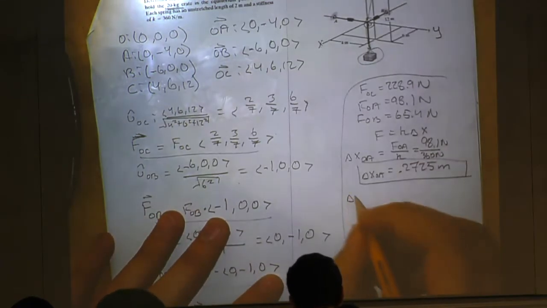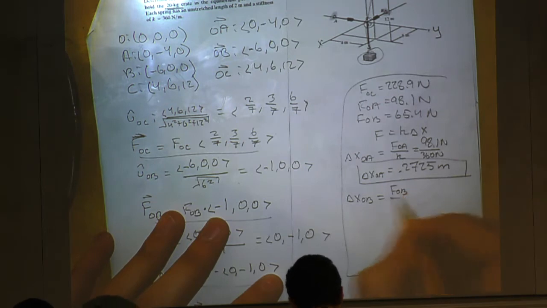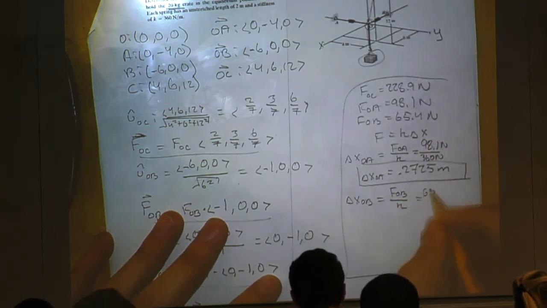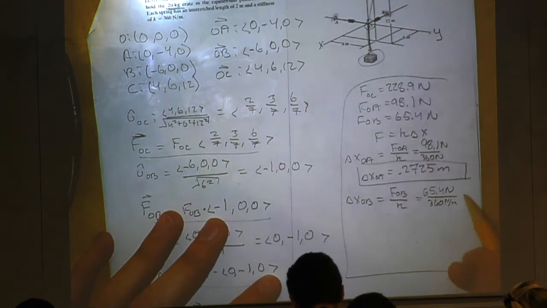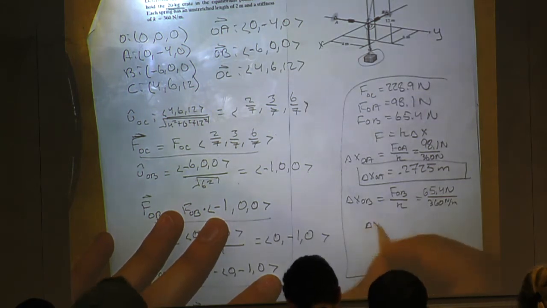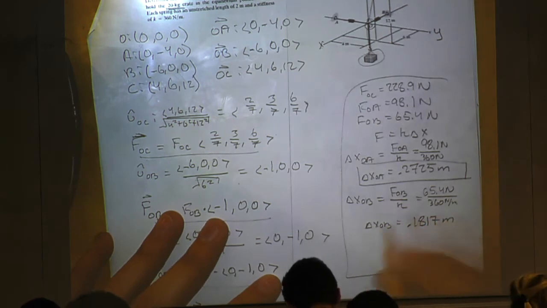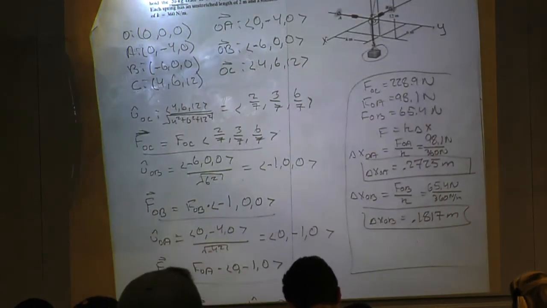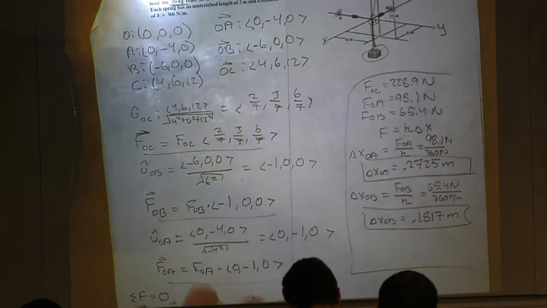So now we have delta x OB, right, which is equal to the force OB over k, which in this case is the 65.4 newtons over 360. And we have newtons over newtons per meter, so we should get meters out. Delta x OB is equal to 0.1817 meters. And if your teacher prefers significant figures, do it that way. I just like to keep things in as many decimals as I can in case I need to use them later.